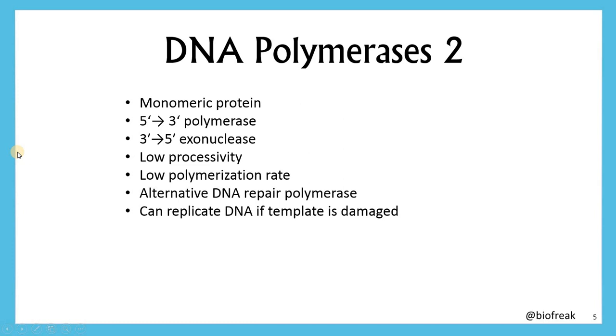The next one is DNA polymerase 2. DNA polymerase 2 is a monomeric enzyme. It has 5'-3' polymerase activity and 3'-5' exonuclease or proofreading activity. It has low processivity and low polymerization rate. It also acts as an alternative DNA repair polymerase, and it can replicate the DNA even if the template itself is damaged.